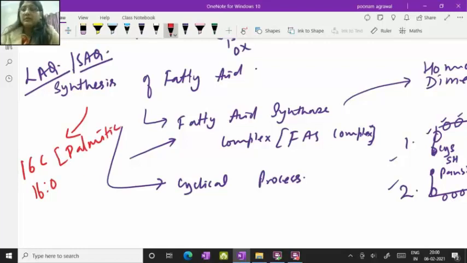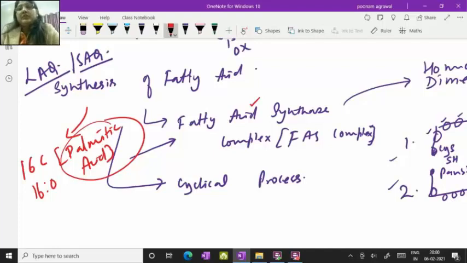So by this process of fatty acid synthesis on the FAS complex, the human cell is capable of producing only palmitic acid. Shorter and longer chain fatty acids are not produced on this FAS complex. That's something very important you should remember.